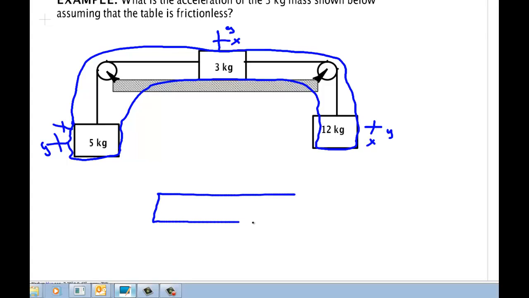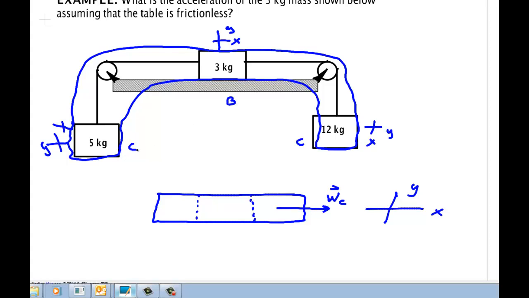A single horizontal, and I'd have this block. It's 5 kilograms, a 3 kilogram, and a 12 kilogram block. And this would be X, and this would be Y. In the positive X direction was the weight for block C. Remember, we call this one C, this one B, and this one A.